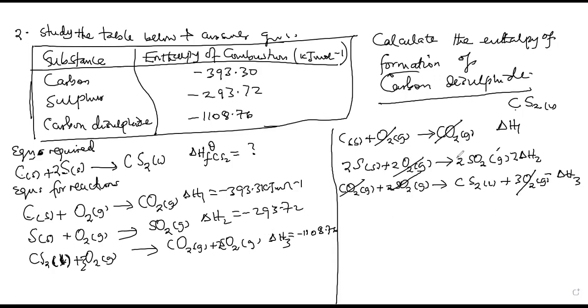As for sulfur dioxide, it was supposed to be cancelled. So I'll be remaining with the carbon plus 2 sulfur to give us carbon disulfide, which is the same carbon plus 2 sulfur to give us carbon disulfide. So that's obtaining the required equation. Even if you don't write this note, that's obtaining the required equation.